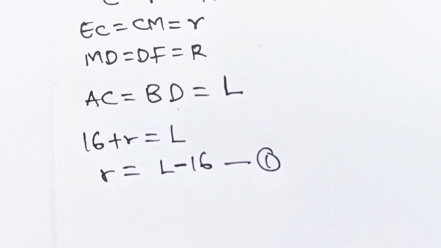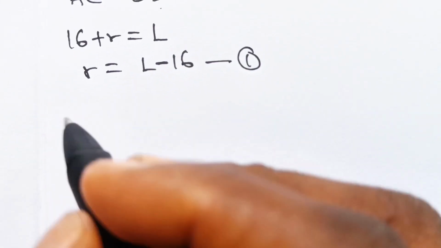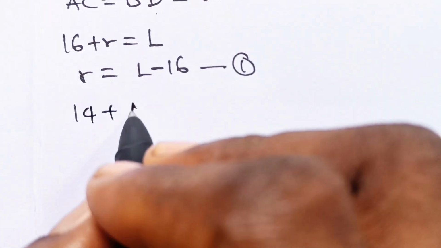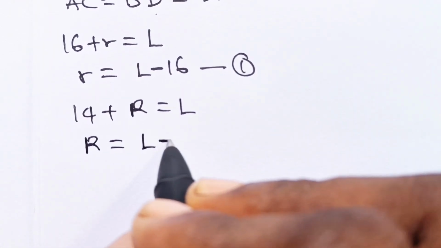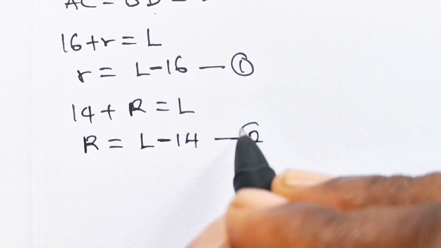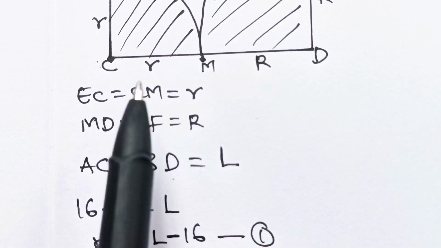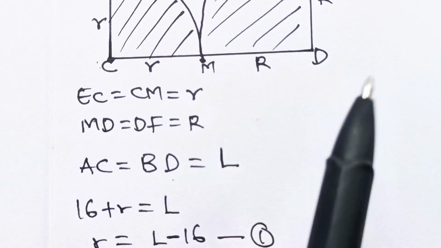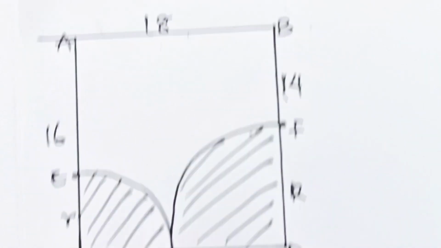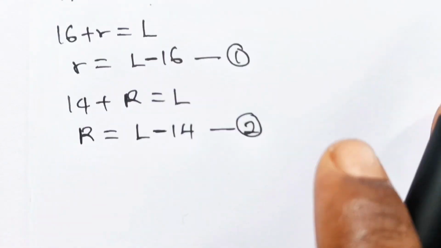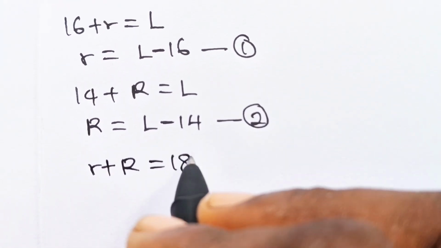Now similarly, 14 plus capital R should be equal to L as well, right? So it means that capital R is L minus 14. Let's call this equation 2. But remember that small r plus capital R should be equal to 18 because AB is equal to CD. So small r plus capital R is equal to 18.